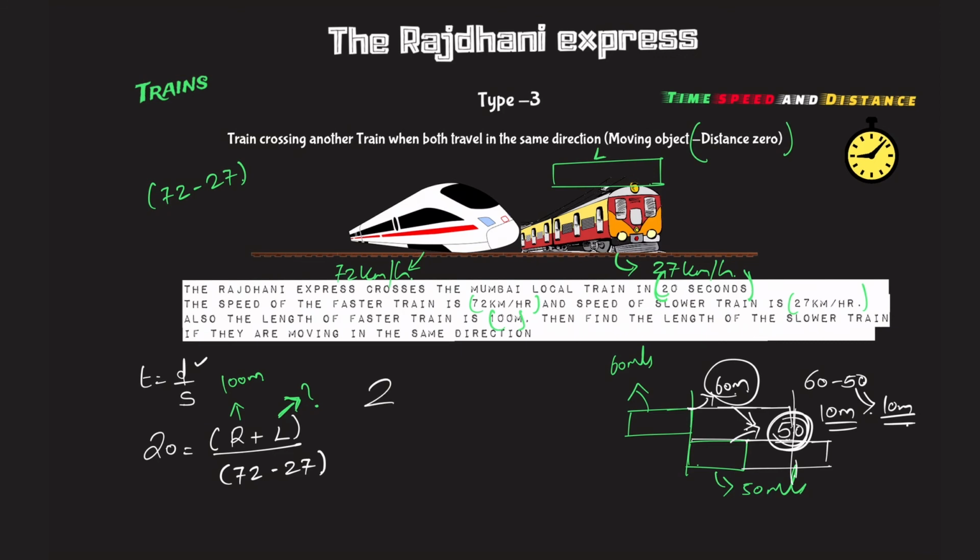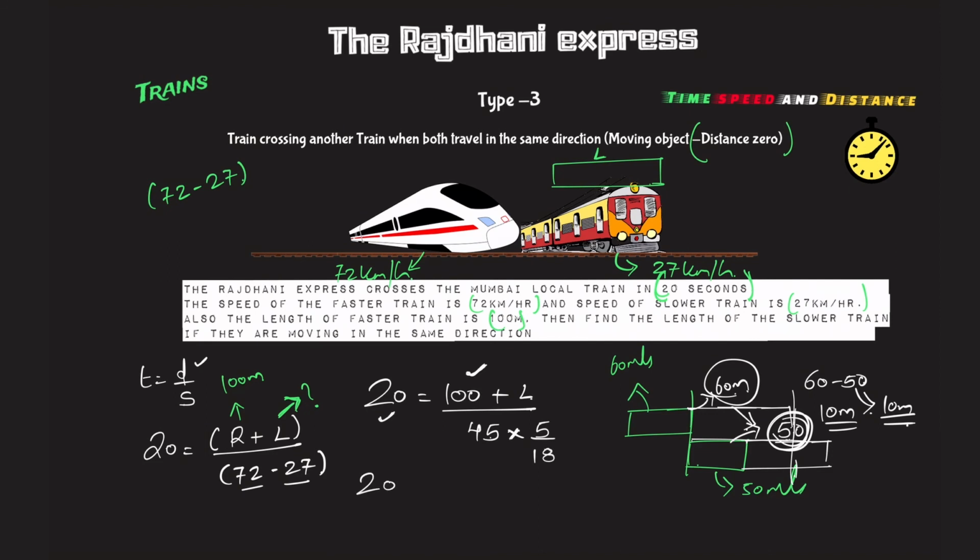And that's it. Now I get to my answer. This is 20. This is 100 plus L, the length of the local train. 72 minus 27 is nothing but 45. But the problem here is that time is in seconds, distance is in meters, but the speed is in kilometers per hour. I need to convert this to meters per second, because 72 and 27 are in kilometers per hour. So what will I multiply this by? 5 by 18, because I need to convert this.